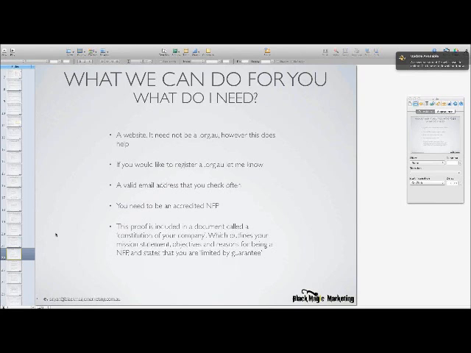You need to be an accredited not-for-profit. This proof is included in a document called the Constitution of your company, which outlines your mission statement, objectives, and states you're limited by guarantee. Now, Christine mentioned to me that someone asked her about a DGR status. Christine, do you want to maybe bring that up now, or address it now?